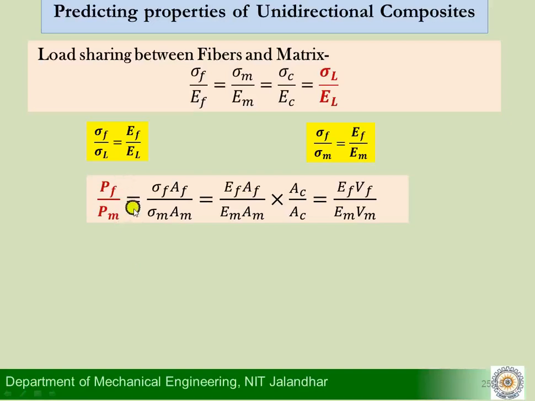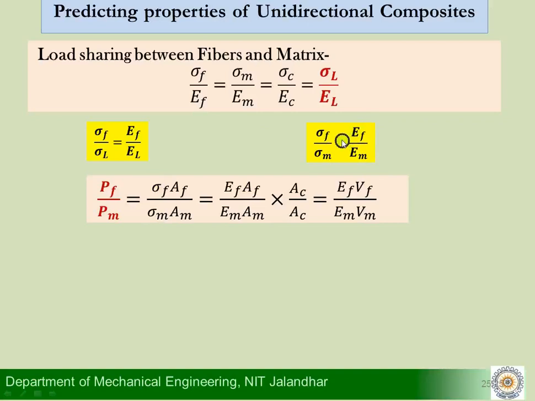So PF upon PM we can simply write as sigma F, that is stress in the fiber, into area of the fiber, upon stress in the matrix into area of the matrix. This is a simple expression. We are simply writing the load in the fiber and the load taken by the matrix here. And now we already have with us that this sigma F upon sigma M can be written as EF upon EM.